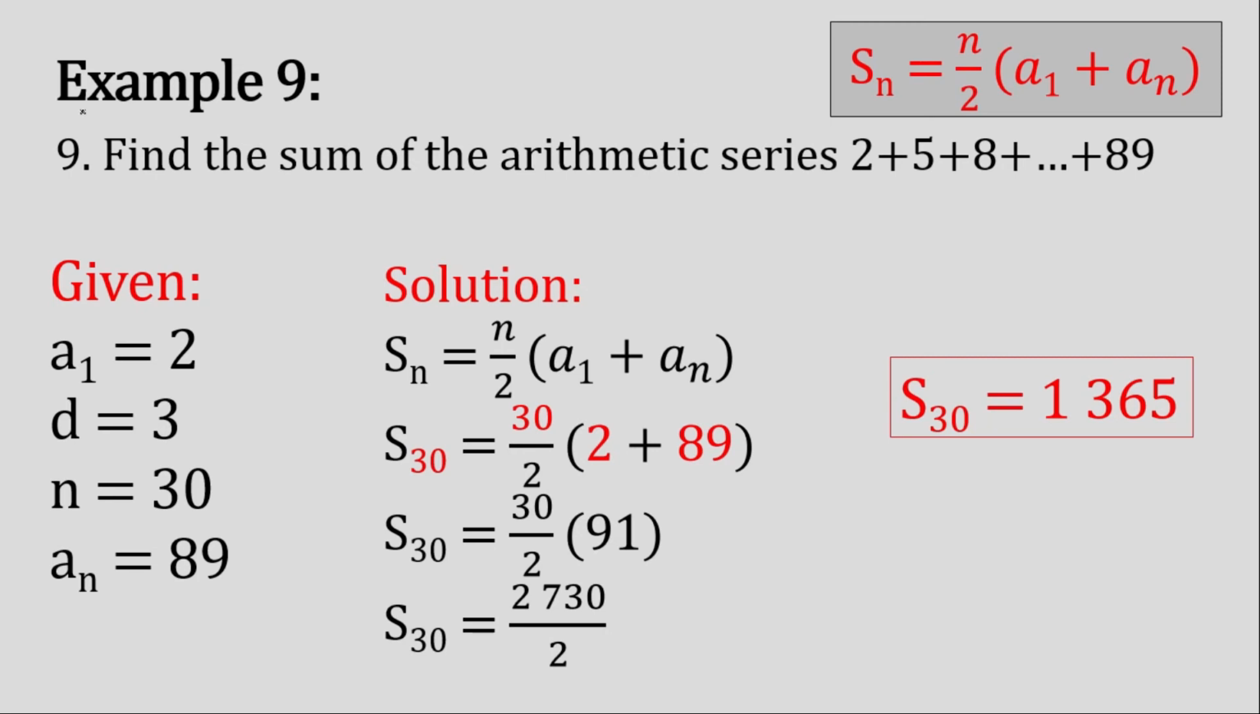See, it is different from the other example because a sub 1 and a sub n are given and we don't know the value of n. That's why we solve for the value of n, because it's also essential for us to know the answer in this question.